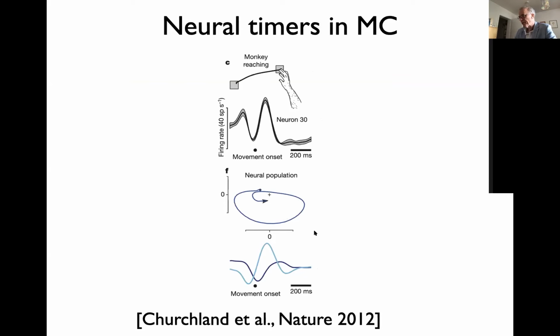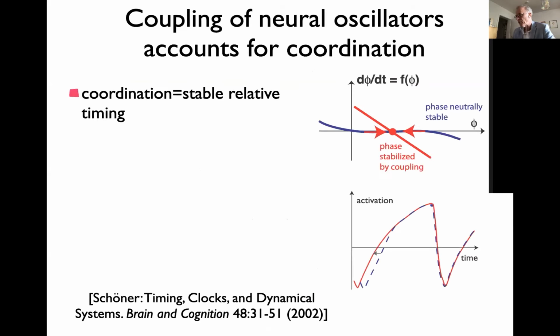So that's one set of ideas, and that set of ideas connects to what I hinted at in the introductory lecture about coordination, because coordination is the stabilization of relative timing. If you have multiple limbs and you initiate the movement at the same time, they tend to end at the same time, even if it's inherently asynchronous.